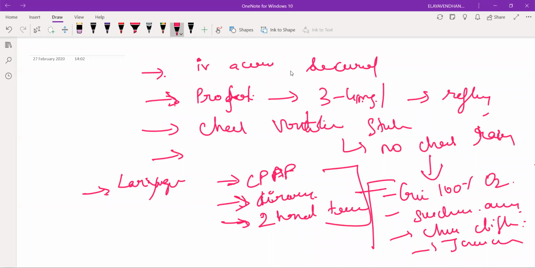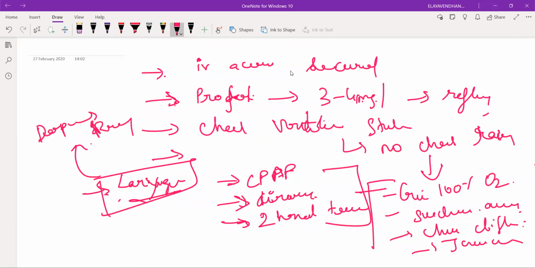These will not correct the problem when there is obstruction at the level of the cords or below. The most common reason for obstruction at the level of cords is laryngospasm. So when you suspect laryngospasm, what do you do? We will try to break the laryngospasm by deepening the plane of anesthesia. Deepen the plane. Immediately give another 2 to 3 mL of propofol for this baby.